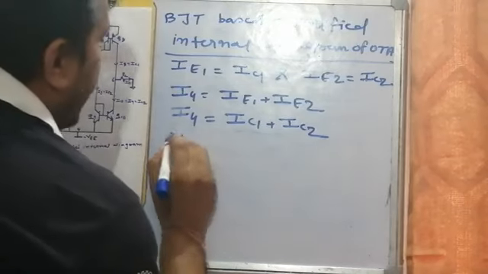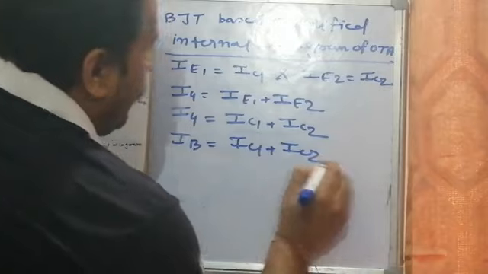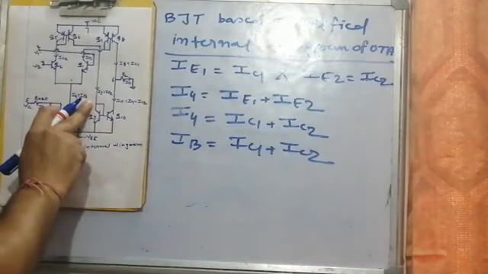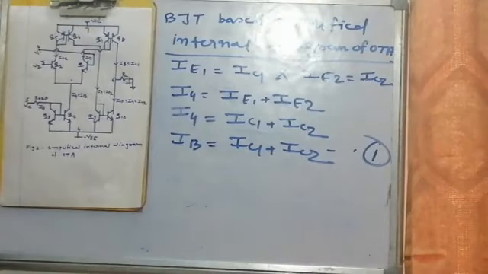So we can say here IB equal to IC1 plus IC2. Why are we saying this is IB? Because I4 is equal to IB. We are assuming this is equation 1. Now we will make equation 2. Look here.